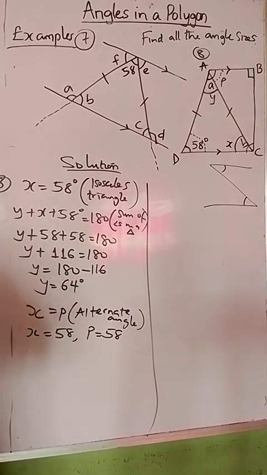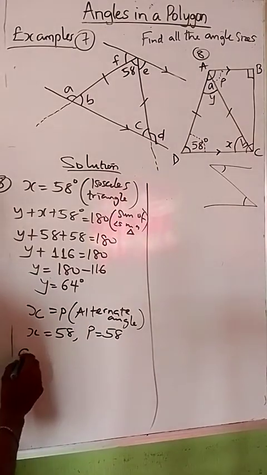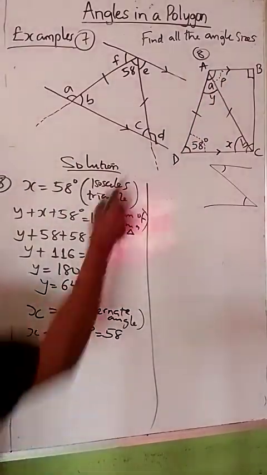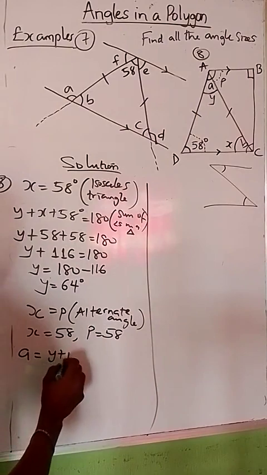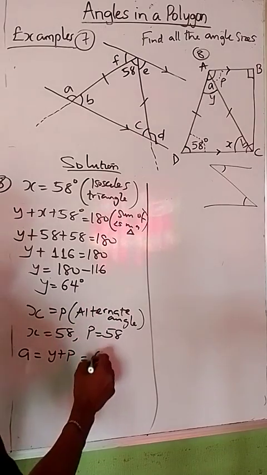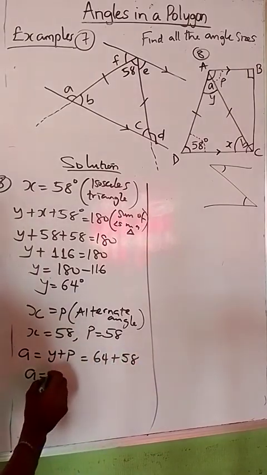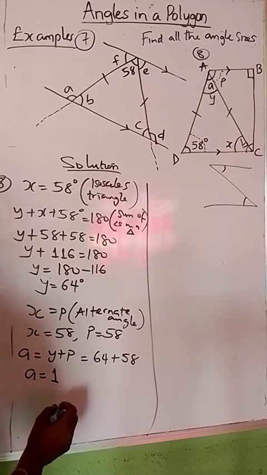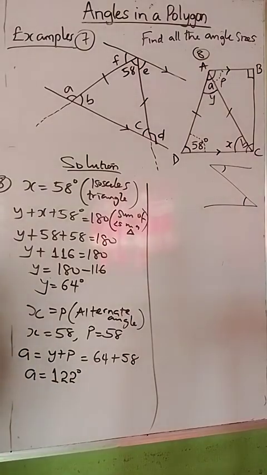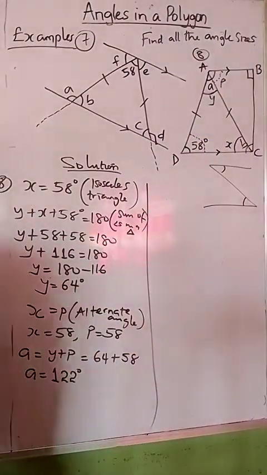So since P is 58 and our Y is 64, therefore our A, which is everything here, is X plus P, I mean Y plus P. Our A equals Y plus P. Y is 64 and P is 58. Therefore our A equals 122 degrees. Remember the whole of this is our A, 122 degrees.